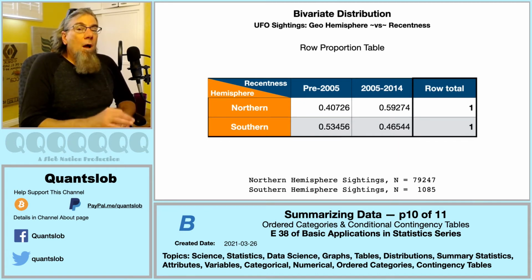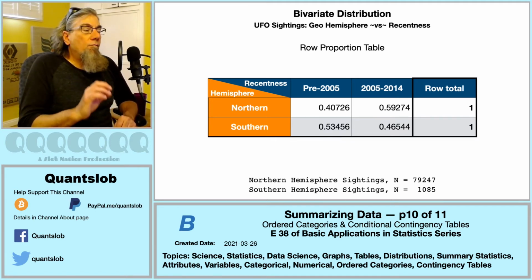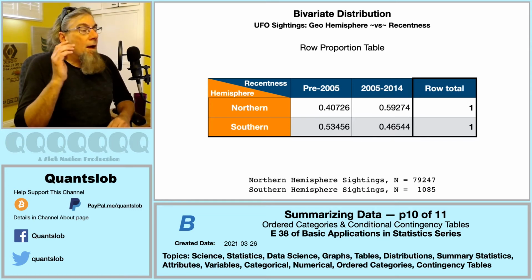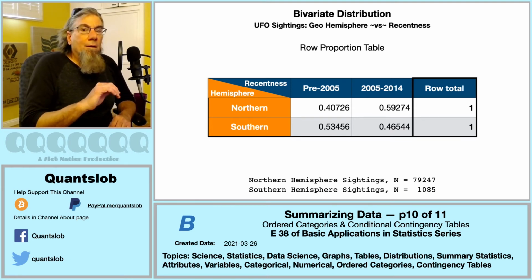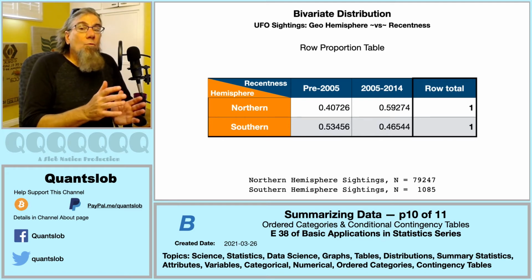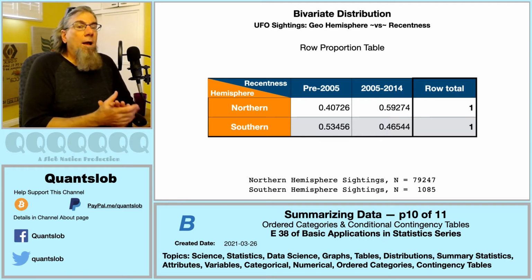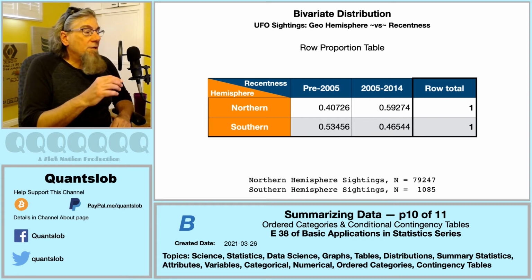Now, we've lost some important information by dividing out the row frequencies, so it's usually good practice to include the original row frequencies somewhere for the audience, just to convey that information. Now, okay, this row proportion table makes understanding whether there's a difference in time trend of sighting between the southern and northern hemispheres completely direct. We can simply compare, just for example, the two conditional proportions of 2005 and after sightings here.